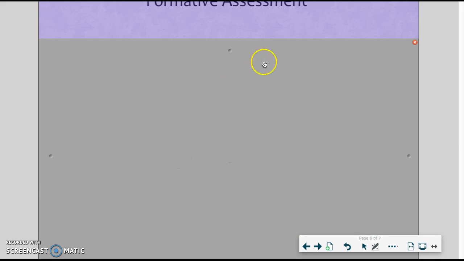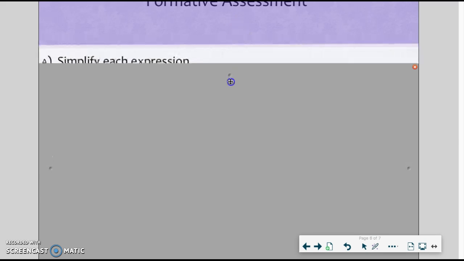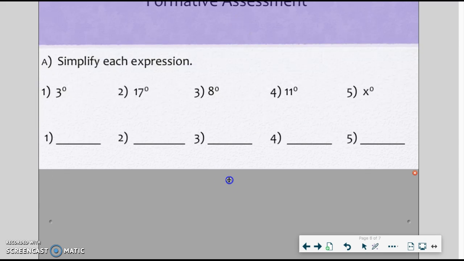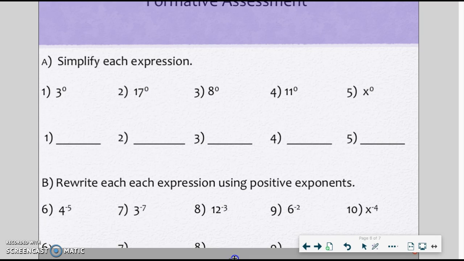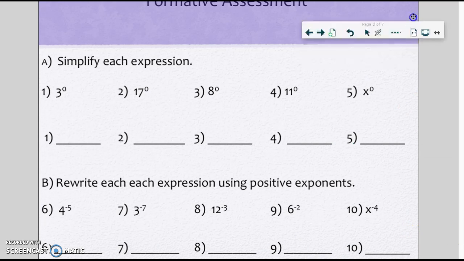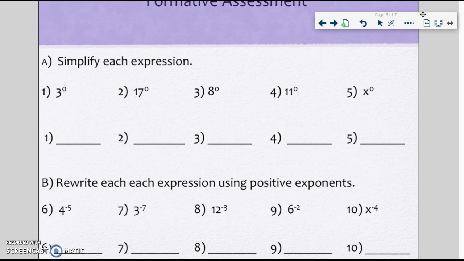So now I want you to take this little formative assessment, making sure you can simplify each of these. Once again, please turn off your video recording and pause. Go ahead and answer these questions. It's not a trick question. They're going to be pretty straightforward.